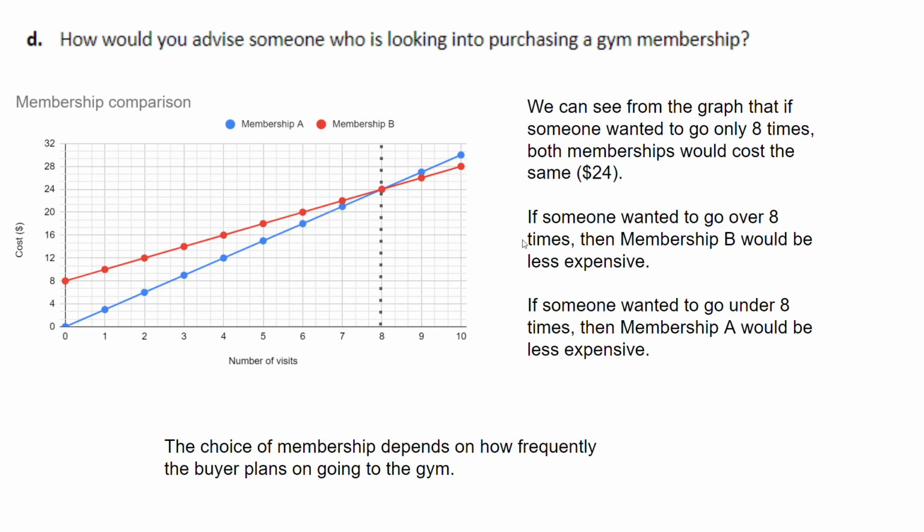So we can conclude and boil all this down to say that the choice of membership depends on how frequently the buyer plans on going to this gym. More specifically, it depends on whether they're going to go more than or less than 8 times in a month.